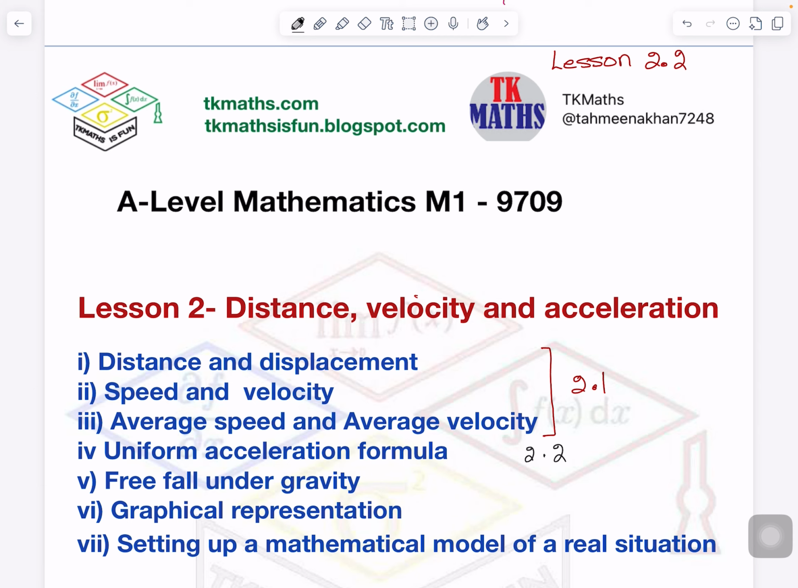In today's video, which is video number 2.2 on lessons of mechanics, A-level mathematics. In video 2.1, we have covered distance and displacement, speed, velocity and average speed. Now in this video, we will cover the uniform acceleration formulae and a few questions on it.